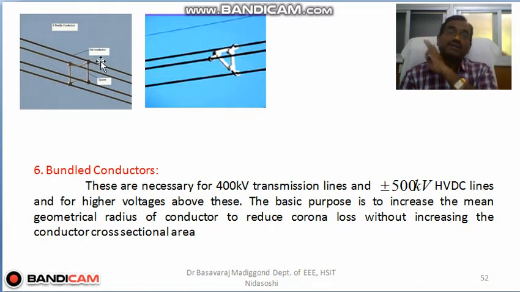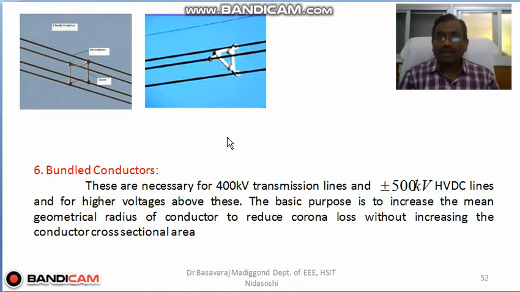If there are three phases, such three lines will be there. This is four conductors per phase, and here three conductors per phase. Remember, these are equally spaced, and this is called a spacer.